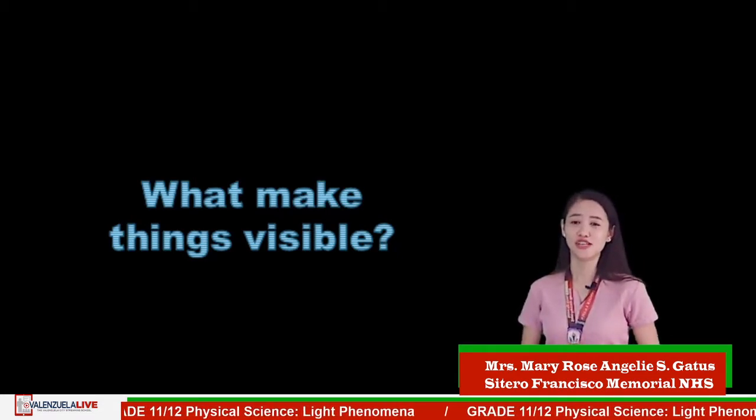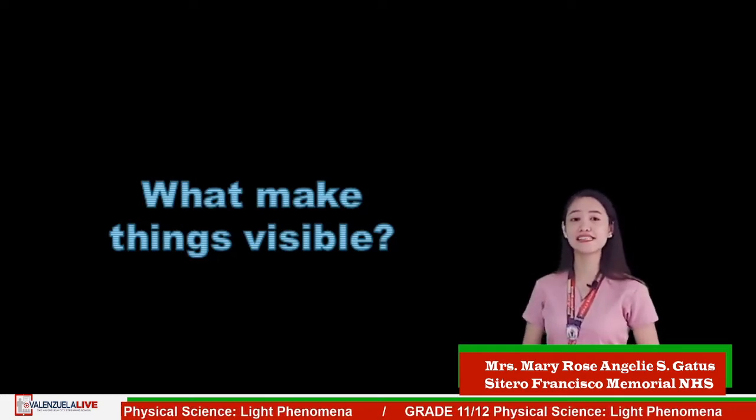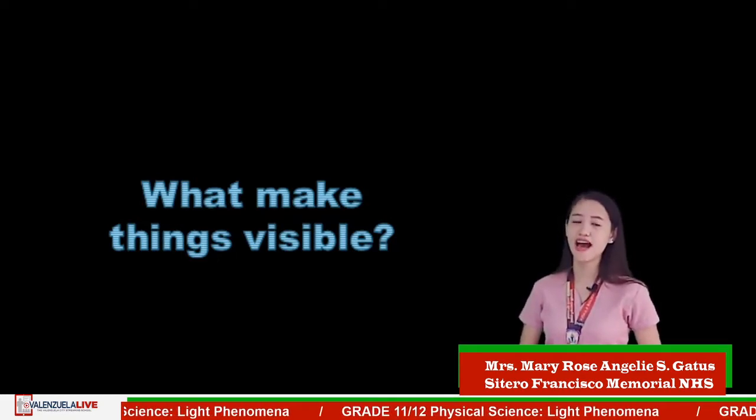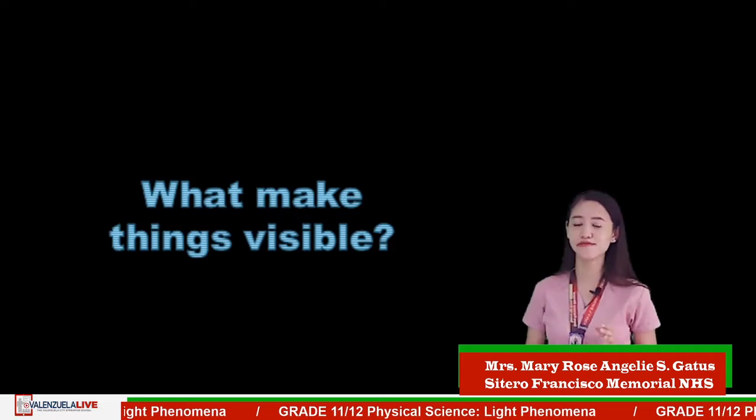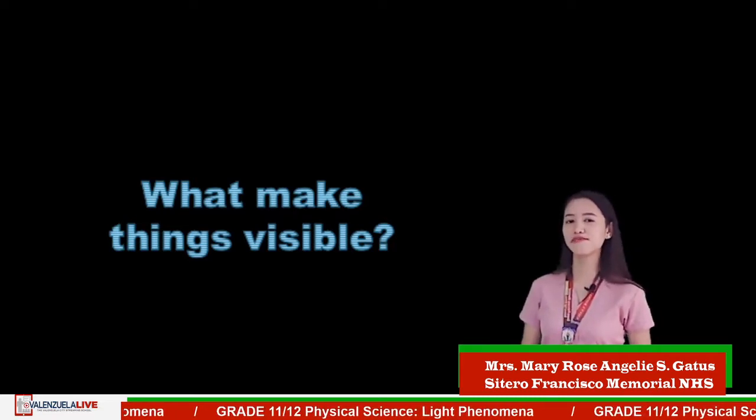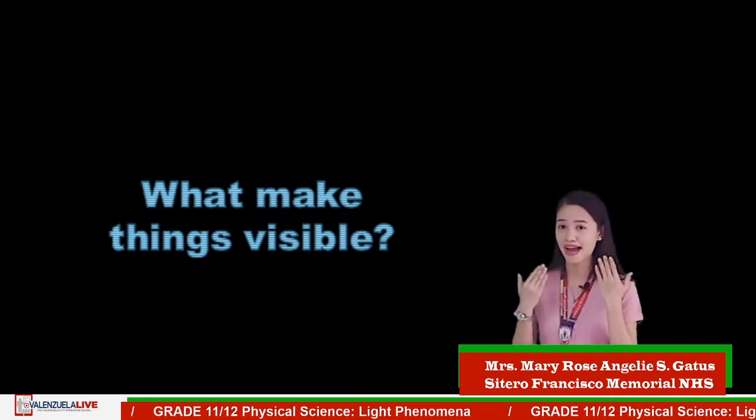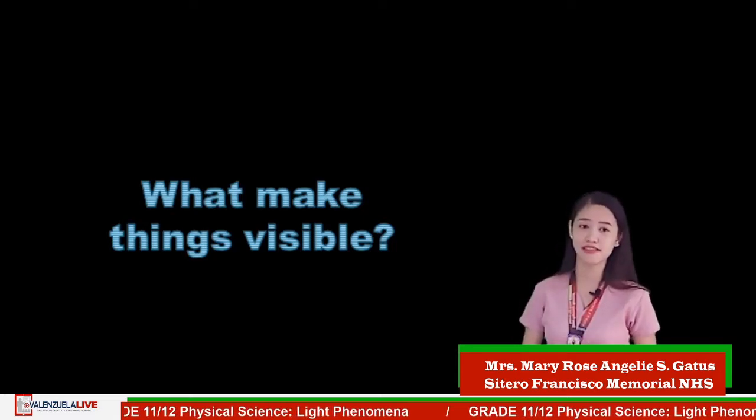Very good. During the day, the sunlight helps us to see objects. An object reflects light that falls on it. This reflected light is received by our eyes and enables us to see things.